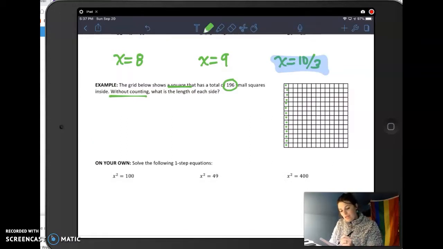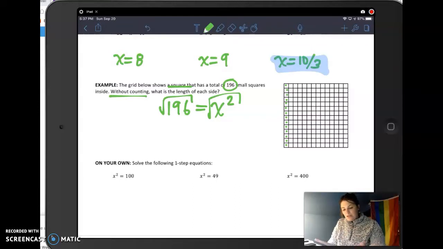We are going to say 196 is equal to the sides multiplied by each other. So we don't know what the side is, right? We're pretending we don't know what the side is, so that means we're going to use x. And then you multiply by itself, so it's x squared. So we're going to be doing the square root on both sides.